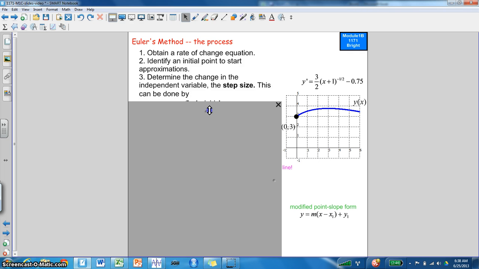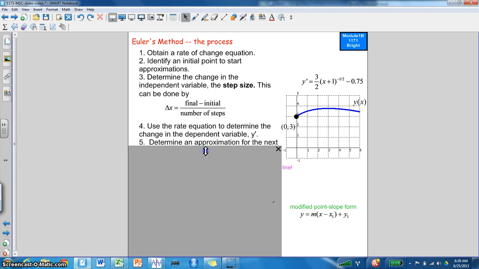And then next you want to determine the change in the independent variable, which we call the step size, and you utilize the formula delta x. Remember delta notation from before, represented a change in the independent variable, the x variable in this case, and then we divide that by the number of steps. So in the problem setup, it will tell you to do this in a certain number of steps. And in the example that follows this, we're going to be doing 3 steps.